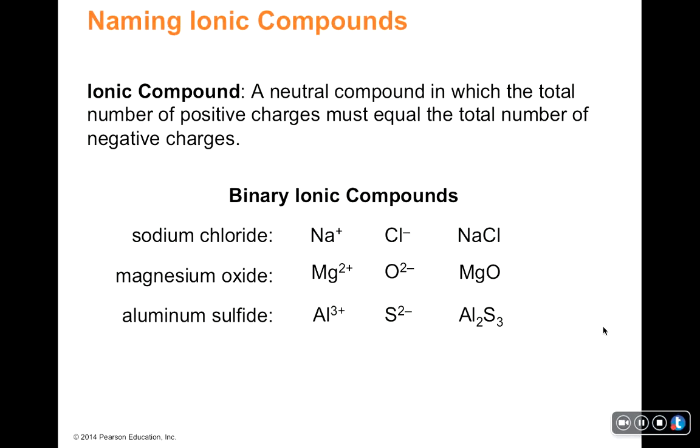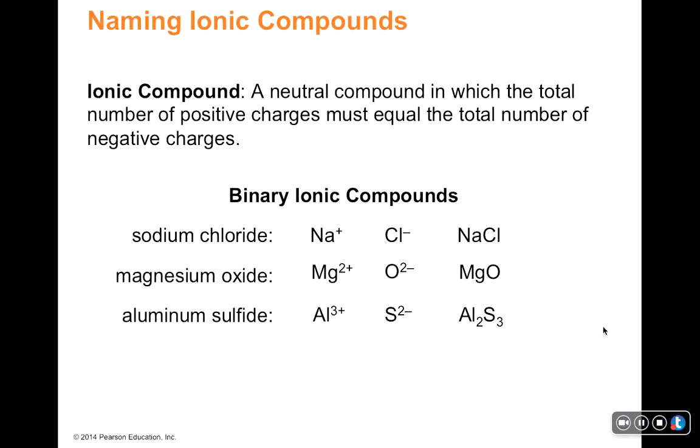Now the way that we name these is by taking, well, first notice that the way we wrote the formula is we put the cation and then the anion. That is always the case. So when you are writing formulas for ionic compounds, you want to make sure that the cation goes first and the anion goes second.